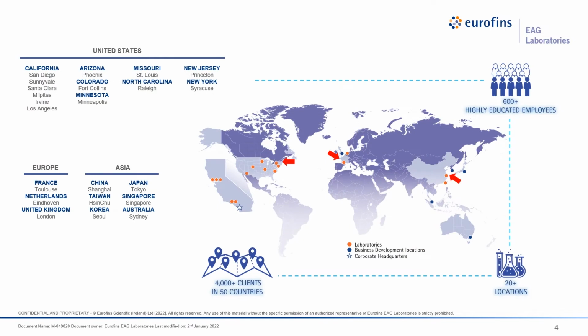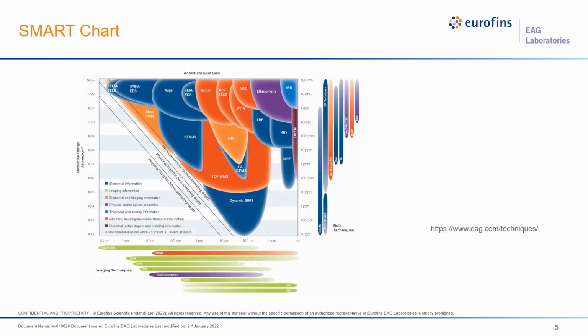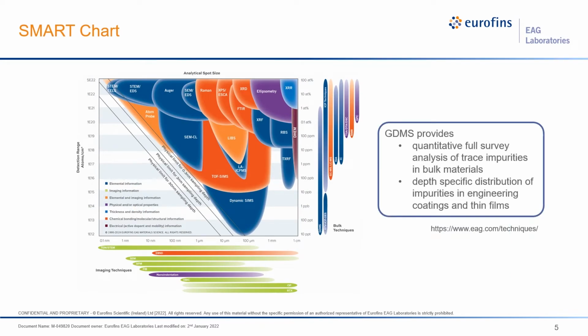So here you can see Eurofins EAG Materials Science is a global scientific services company. It was established in 1978 with 16 laboratories and 5 business development locations in over 10 countries, and we serve more than 4,000 clients. We have over 600 highly educated employees combined with leading state-of-the-art technology equipment, which enables us to leverage the power of science and engineering to accelerate innovations through creative problem solving, objective analysis, and expert interpretation of the data. We offer GDMS analysis in multiple locations, including Syracuse, New York, France, and Shanghai.